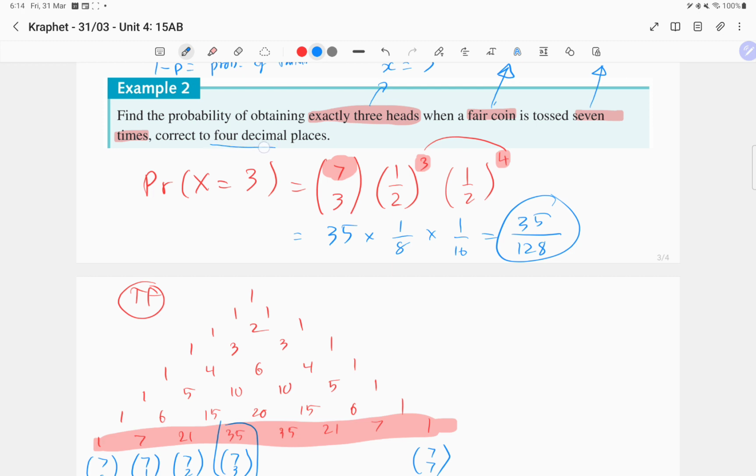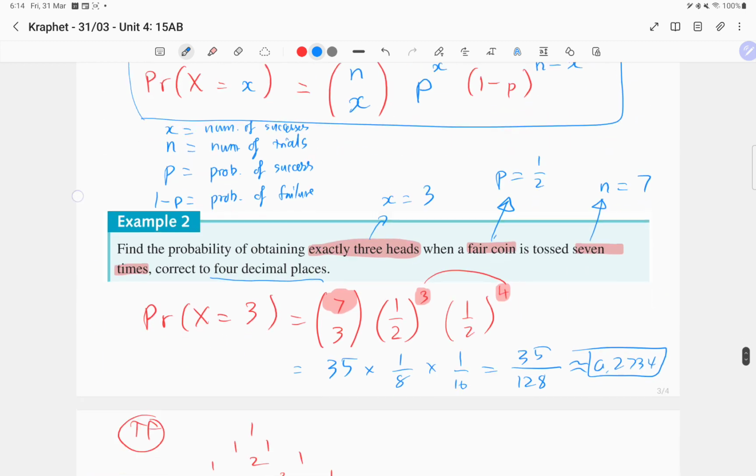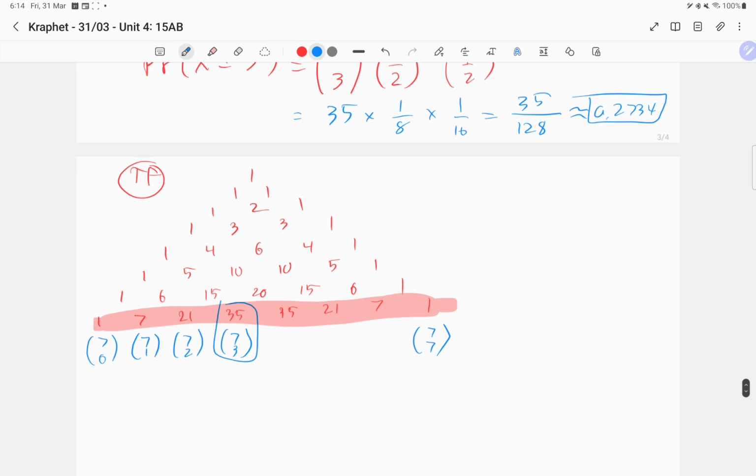So when you see corrected to 4 decimal places, technically it's a calculator question, but I just want to show you guys how to do this one without the calculator. So this one to 4 decimal places would be 0.2734. Make sense? So that's how you apply the formula and then the Pascal triangle in order to do these questions.